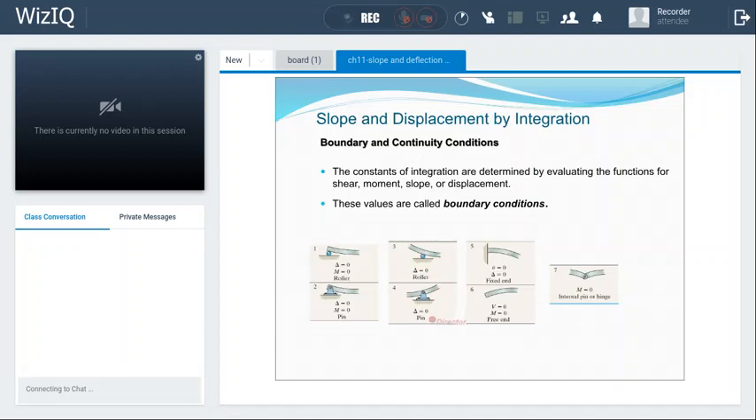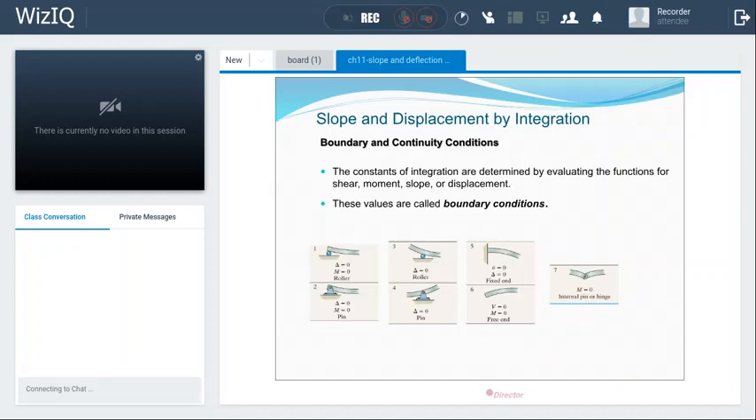So here you can see at the fixed support, what happens in the case of fixed support? Both slope and deflection will be 0. The beam is not allowed to rotate or translate about that point when it is fixed. And this is internal pin or hinge. In that case, M is equal to 0.